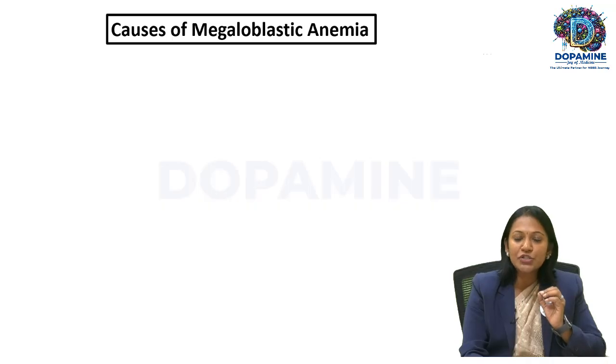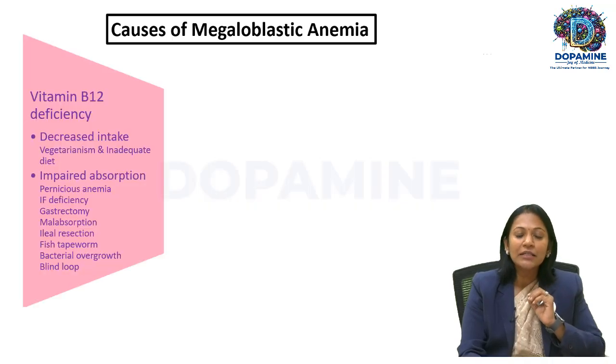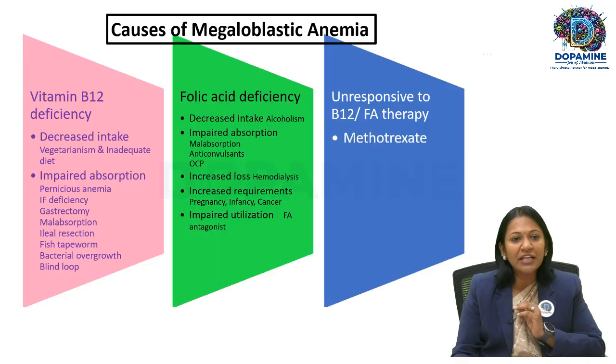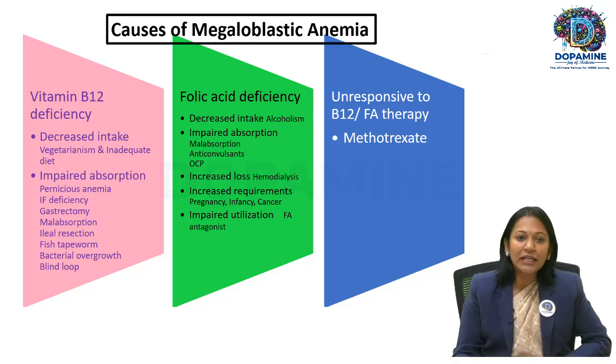So what are the causes of this megaloblastic anemia? Vitamin B12 deficiency, folic acid deficiency and other causes. In vitamin B12 deficiency, there is a decreased intake, especially in vegetarians, because vitamin B12 is specifically seen in a non-vegetarian diet, or in somebody who is not at all taking food properly.